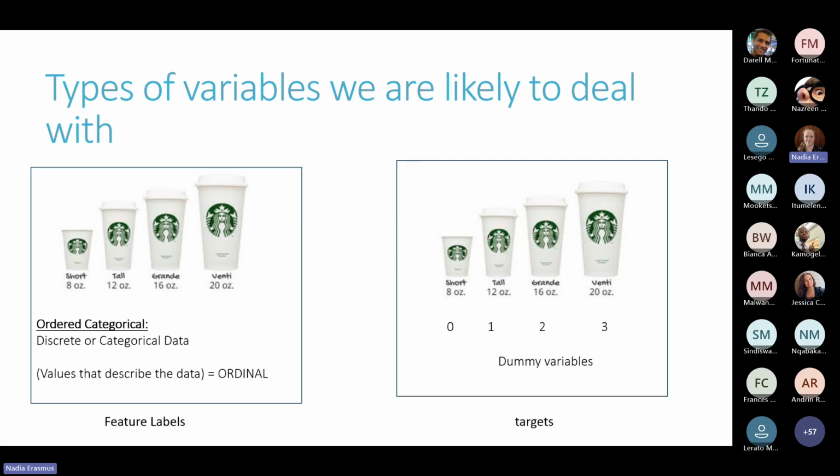Okay, for the dummy variables, why do we need this? We can't really go and tell a machine or the computer, okay, short, tall, grande, venti. It's not going to understand that. So we give it a symbol. In this case, the symbol is a number. So we're going to give it 0, 1, 2, 3. So that's our dummy variables. We're substituting it in so that we are able to reference it. We can point back to, okay, 0 was a short.